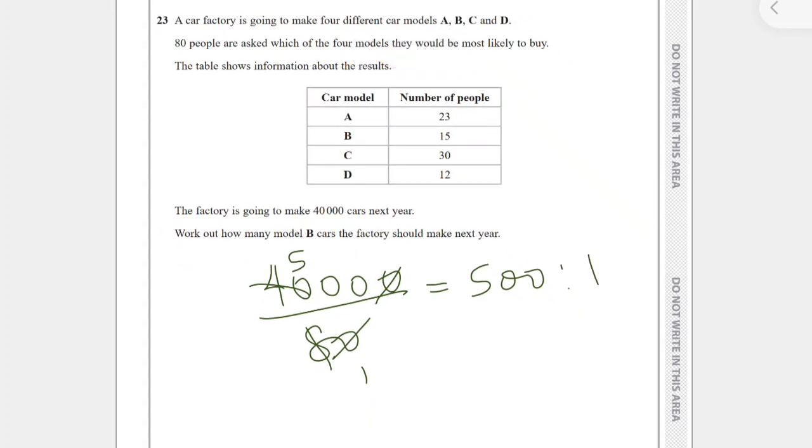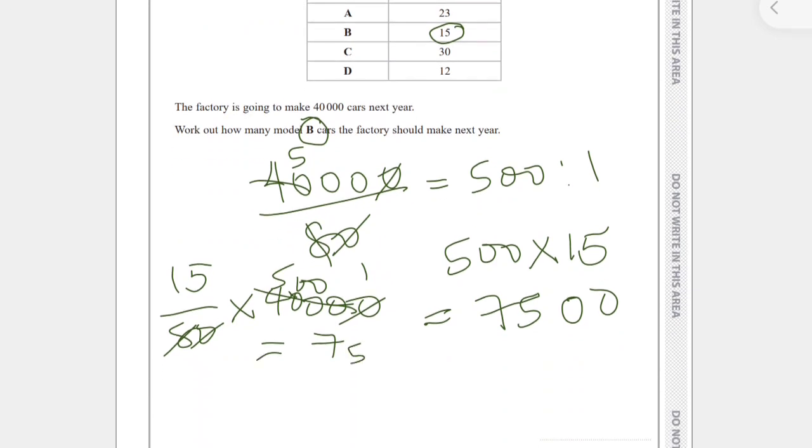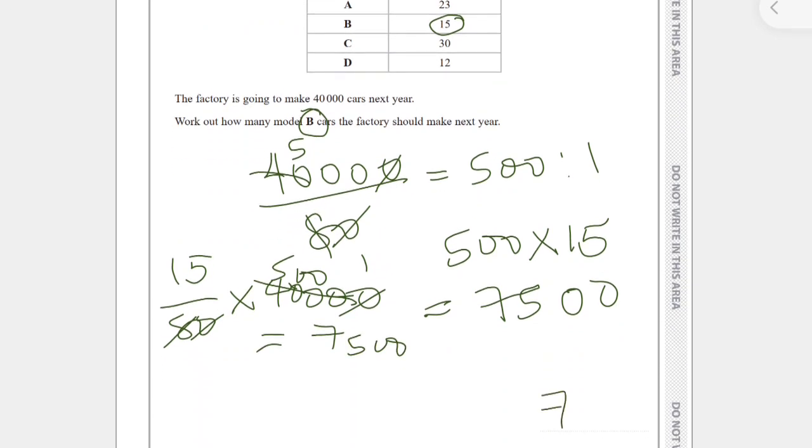So now, for the car model B, it has 15 cars, right? So the ratio is going to be 500 times 15, which is 7,500. Or another way we can see this question is to express 15 as a ratio of 80 and multiply by 40,000. So that will be 15 over 80 times 40,000. 0 cancel 0, 80 here, 80 here, 500, then multiply that, 7,500 as we have it here. Any which way is correct.